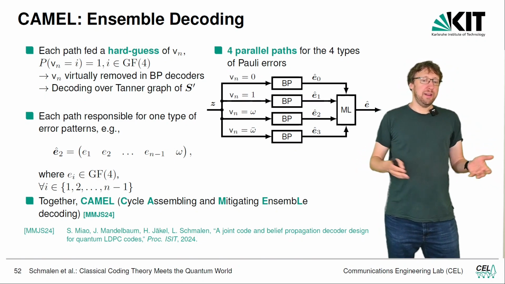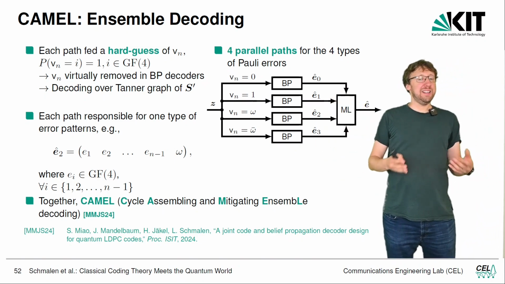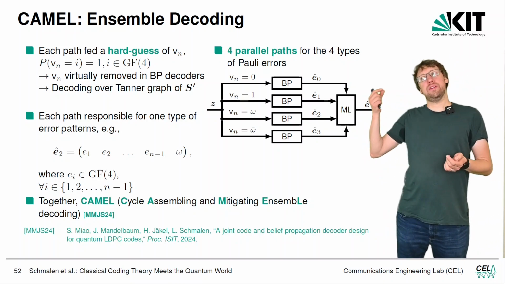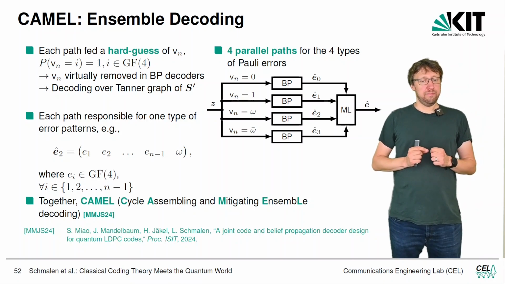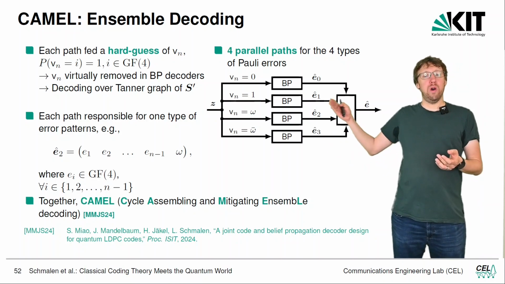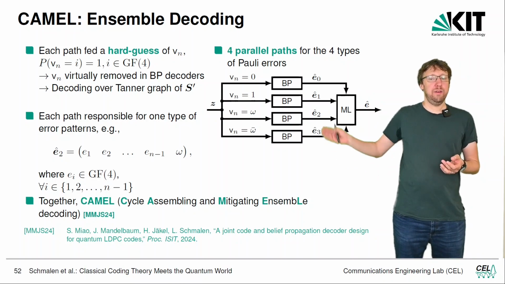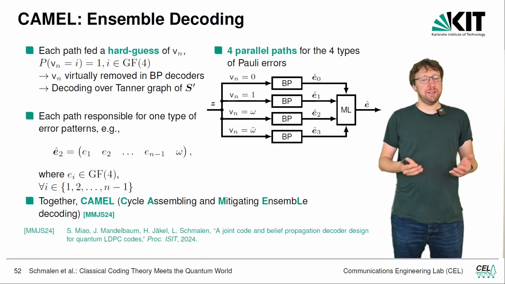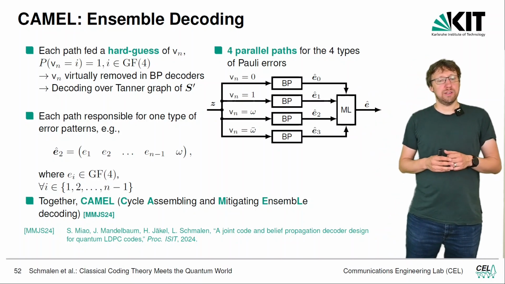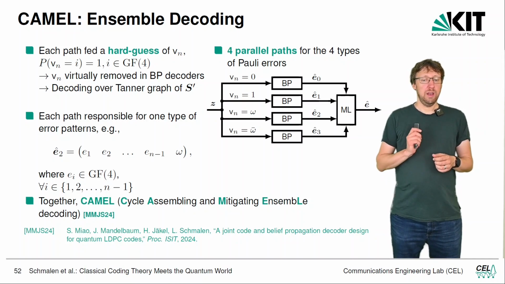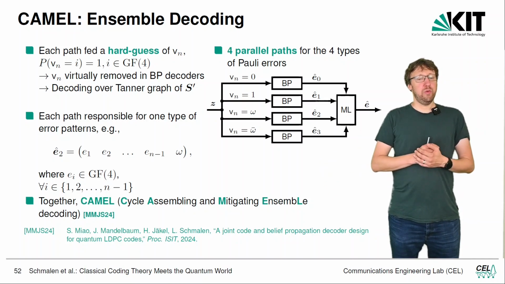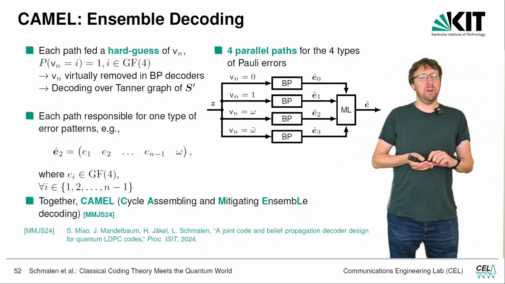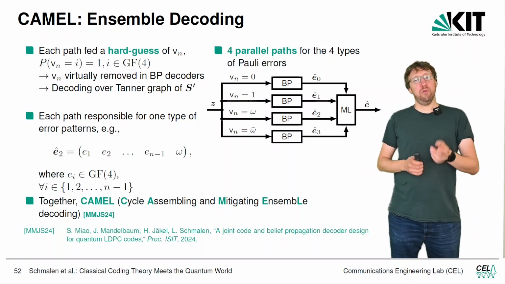So each part of this ensemble decoder gets a hard guess of the last column. And essentially it means we virtually remove the cycle in the BP decoder. And each path is responsible for one specific type of error pattern on the last column. And this together is our CAML scheme, which stands for cycle assembling and mitigating ensemble decoder. This has been presented very recently at ISIT, and I will also put a link to the video of the conference presentation where you can find more details on CAML.